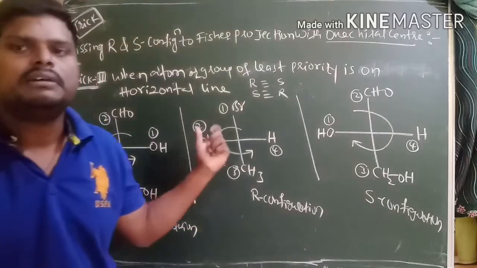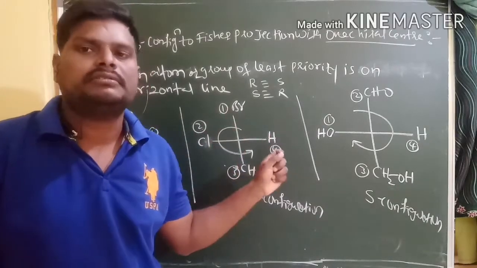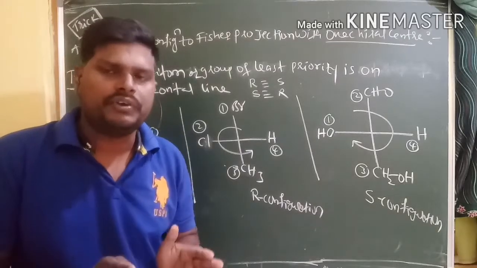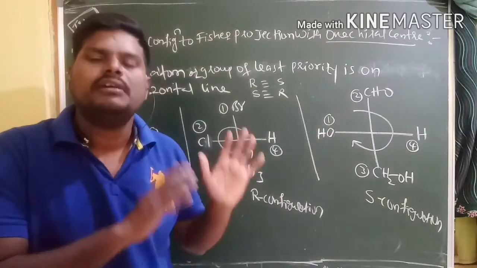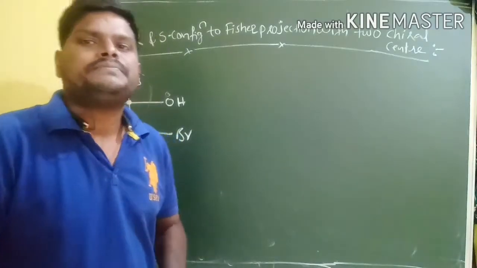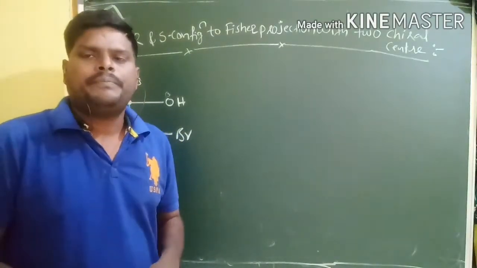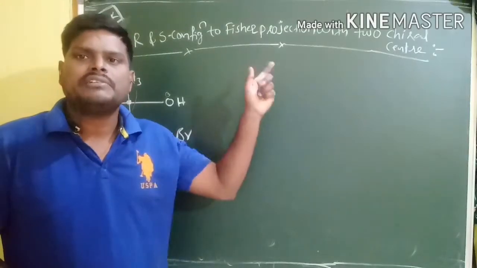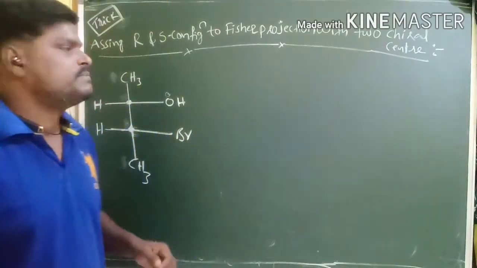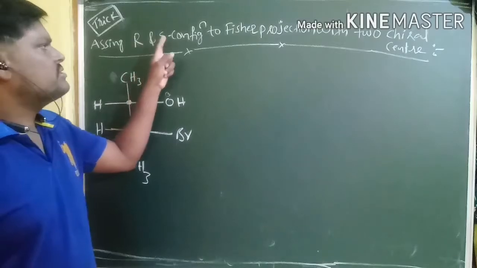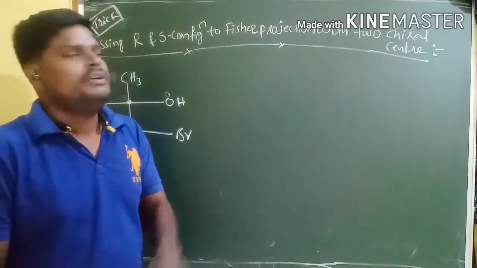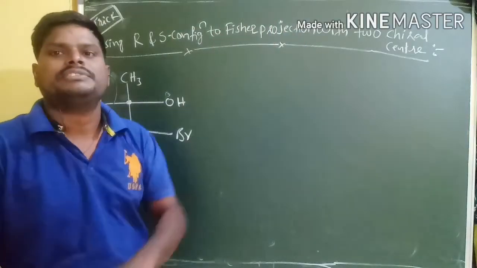Right? So this is the important trick for this RS nomenclature when the least priority is on the horizontal line. Before, I explained the total concept of one chiral center. Now I am going to explain R and S configuration for a Fischer projection with two chiral centers.